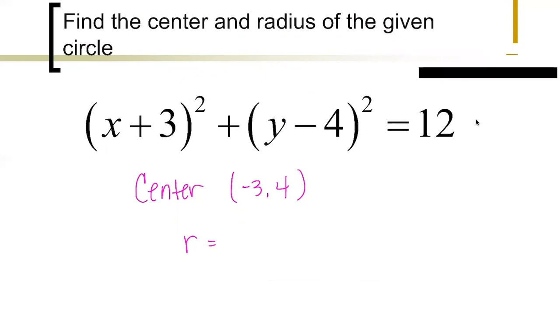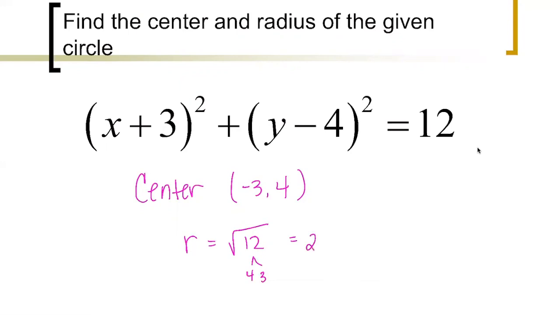Haley, can you tell me the radius? Square root of 12. Now, with the square root of 12, we need to simplify that. So remember, 4 times 3, the square root of 4 is just 2, so we would have 2 square root of 3. Make sure that if you can simplify the square root, you simplify.